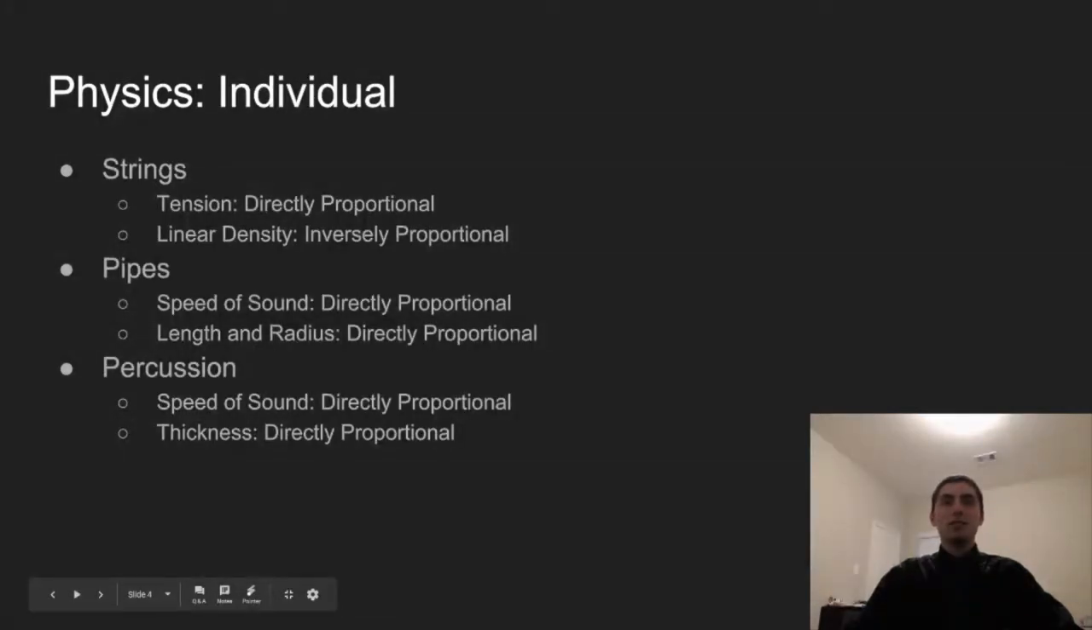In particular, there are more factors that each instrument had. The string had tension and linear density, pipe had the speed of sound, and percussion had the speed of sound of the medium, which is the bar, and the thickness of the bar. For now, I will take you into our studio where we can sample one of the instruments.